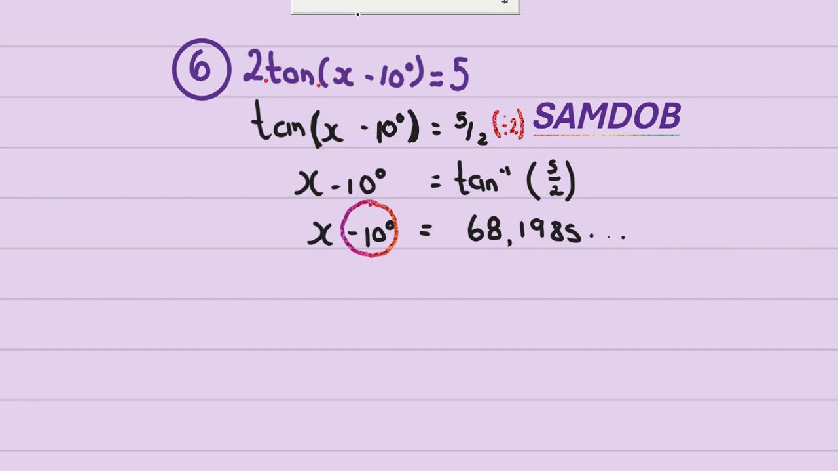So that would therefore mean that x is equal to the answer on our calculator plus 10. So I'm going to type plus 10 on my calculator, and that tells me that x is equal to 78.198 degrees, right? We can simplify this a bit more. We can go to 1 decimal place. So this would be 78.2 degrees.